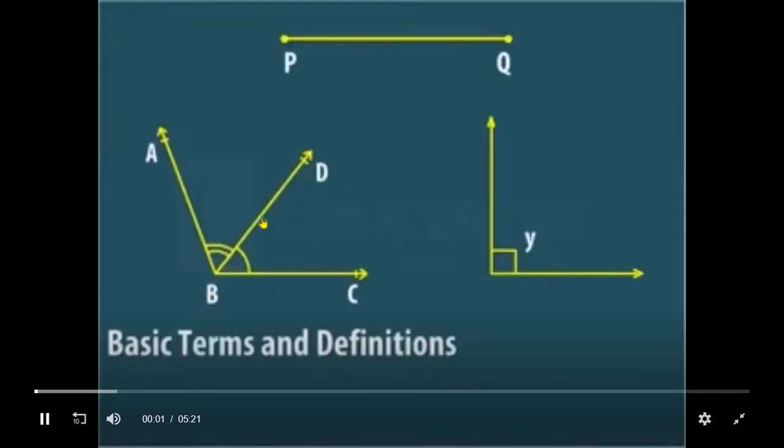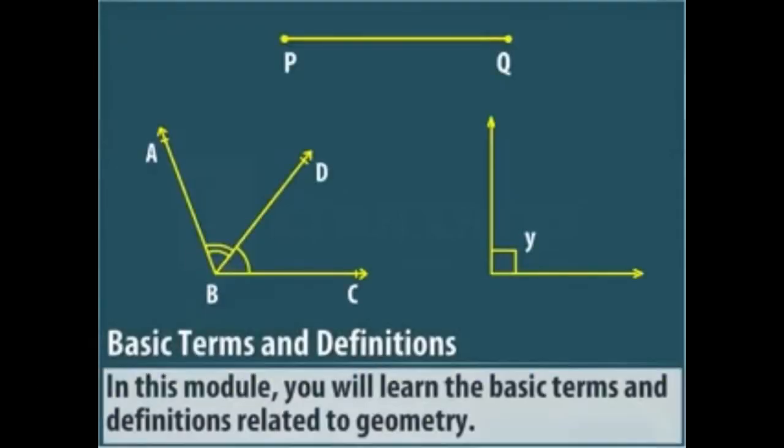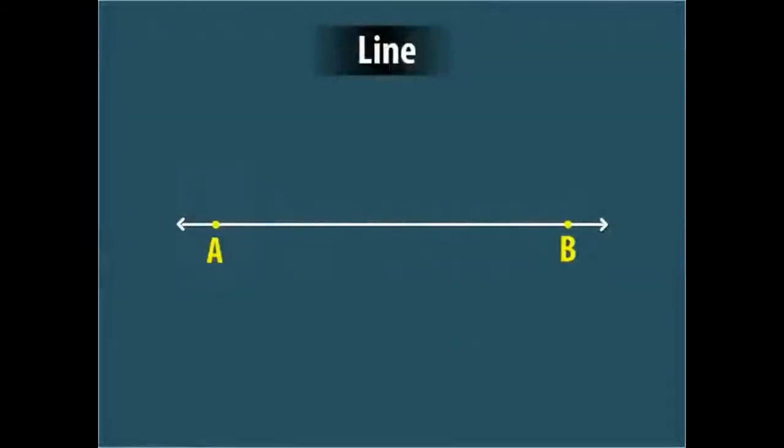Basic Terms and Definitions. In this module, you will learn the basic terms and definitions related to geometry. You may know what a line is. A line is a continuous extent of length and has no thickness. The arrows on both sides of a line represent that the line extends in both directions endlessly.